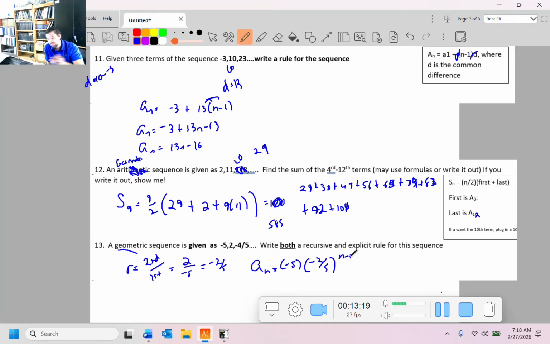That's the explicit form. The recursive rule would be a piecewise function: a sub n is -5 if n is 1, and then 2/5 of a sub n minus 1 if n is bigger than 1. You just look over the side of that recursive rule and you just fill in the blanks. That's all you do.